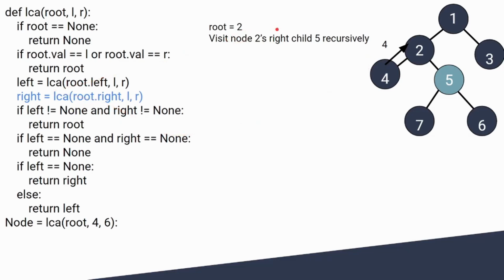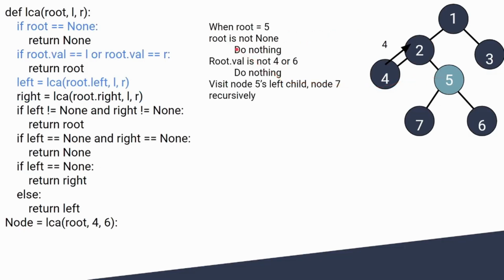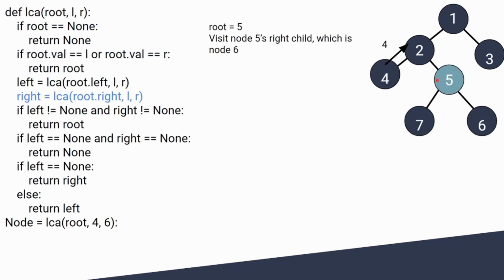When the root is 2, then you visit 2's right child recursively. So when it's 5, since it isn't none, you do nothing. And since it isn't the 4 or 6 value, you do nothing. So you visit its left child, which would be 7, recursively. And then since 7 has no left child, you go back recursively to 5.